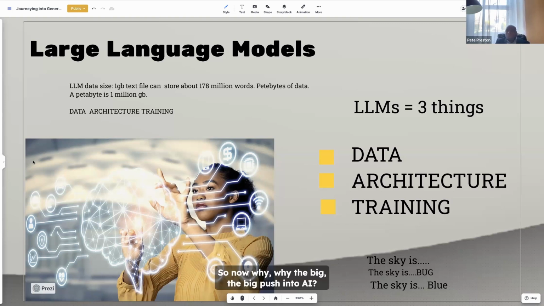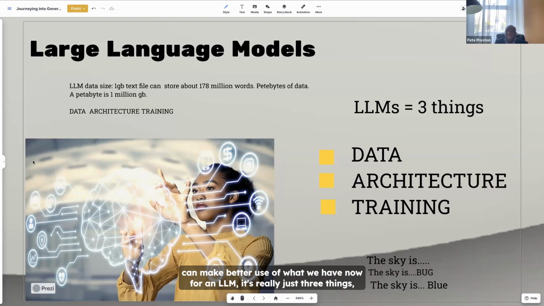So now, why the big push into AI? Again, one of them would be data management. We need to be able to harness all of these things and be able to use them. Previously, before that, it was like big data. So big data came. Now, what do you do with this data? So the architecture and the models all came in a way that they can make better use of what we have.